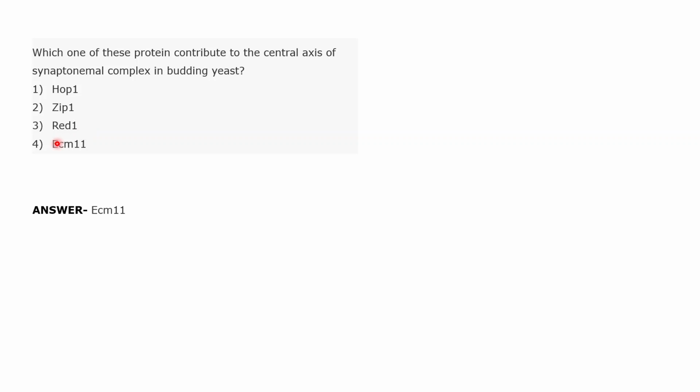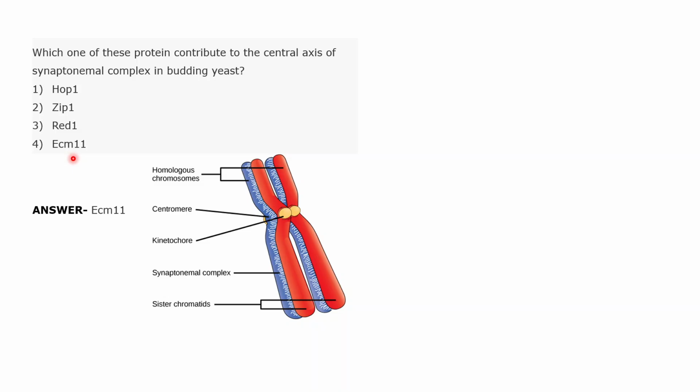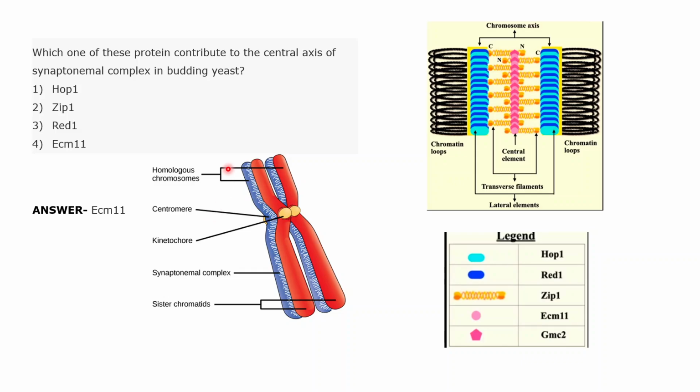So the answer to this question is ECM11. This is a diagram that I have shown you earlier. You can see the synaptonemal complex between the chromosomes. If you look at it from this particular view, you can see this structure. Consider this as the blue chromosomal axis, and consider this as the other one. You can see that there are two chromatin loops, from one sister chromatid axis and from the other sister chromatid axis, and there are several proteins present between them.